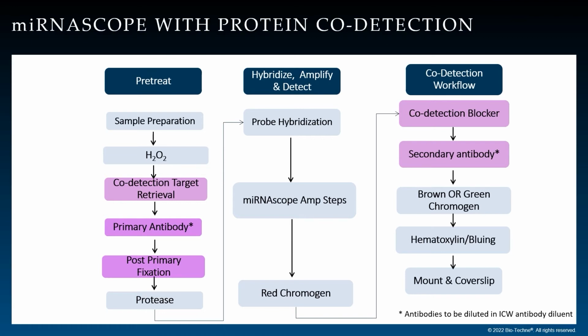Following RNA detection, a co-detection blocker is applied to block all enzyme activity prior to incubation with the secondary antibody. This assay requires an HRP-conjugated secondary antibody. The protein can then be visualized with either brown DAB or ACD's green chromogen. We suggest the green chromogen for enhanced contrast because the brown signal can be difficult to distinguish from the red signal in some cases. Finally, the ICW protocol ends with counterstaining and mounting.